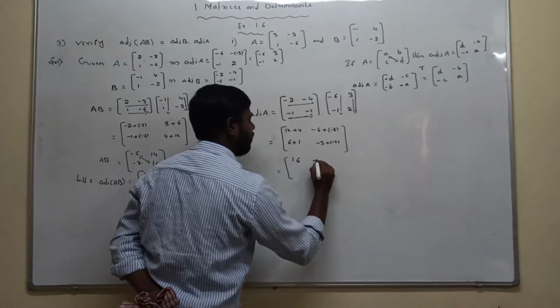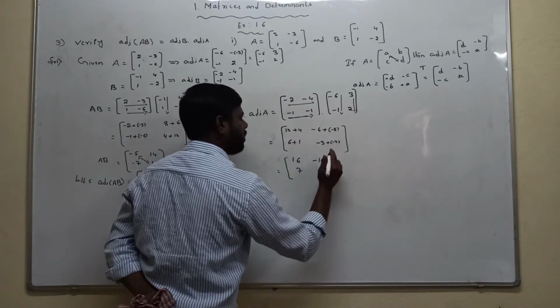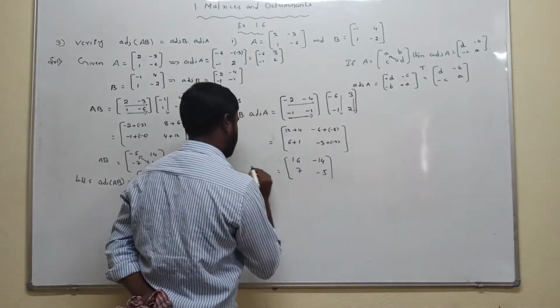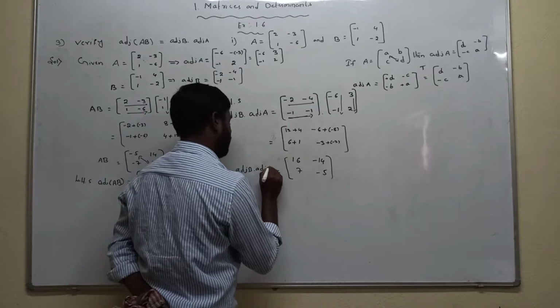Minus 6 minus 8, that value is minus 14. 6 plus 1, that value is 7. Minus 3 minus 2, that value is minus 5. This is the RHS, adjoint of B into adjoint of A.